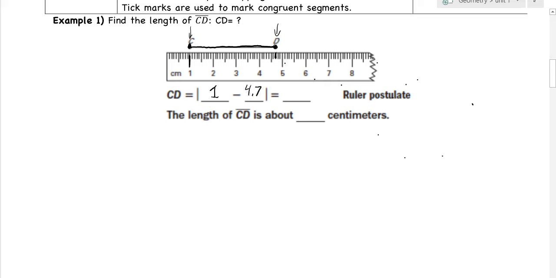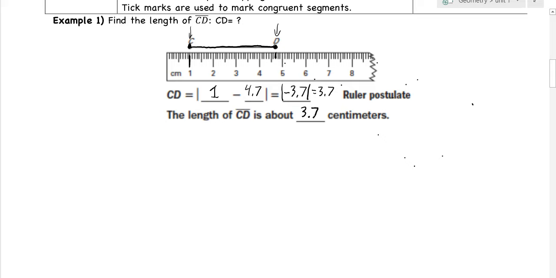So if you subtract them and then take the absolute value, 1 minus 4.7 is negative 3.7, but we have to take the absolute value of that. The absolute value of a negative number is a positive number. So 3.7 is our number, and then we slap the units back on there, centimeters. That's all the ruler postulate says.